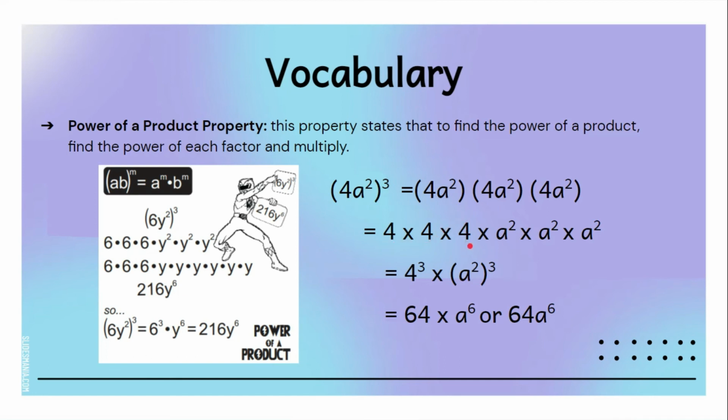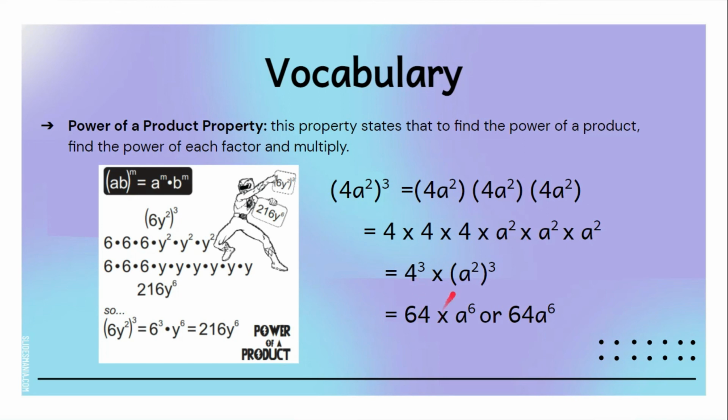We repeat the same for the variable and the exponent. A squared, we multiply it 3 times. So a squared times a squared times a squared. That means that we have 4 cubed times a squared to the third power. That's what's happening here. And to simplify these, we are going to find the values of 4 cubed, which is 4 times 4, 16, and 16 times 4 equals 64.